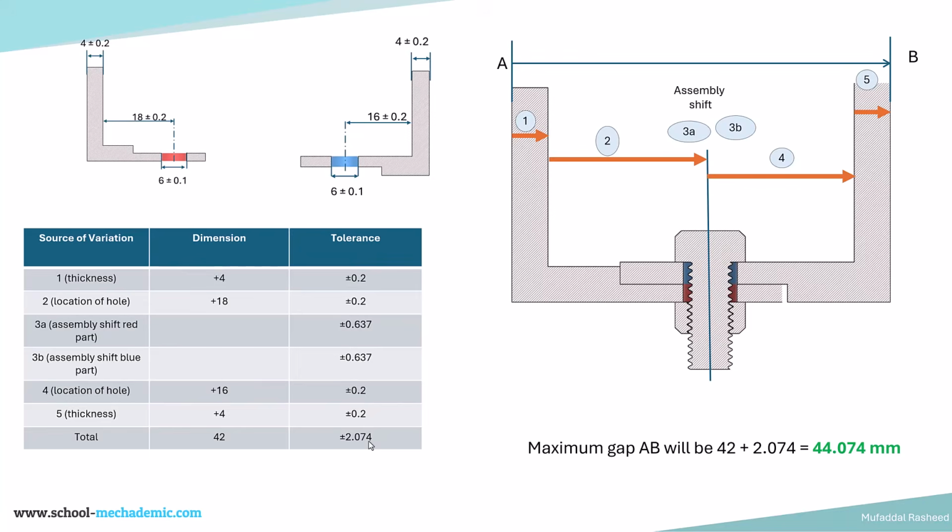That means that the maximum gap of A to B, or maximum width of the assembly, will be 42 plus 2.074, which is 44.074 mm. This is in the worst case condition, when we are considering that all of the sources of variations are at their extreme. In that case, this will be the maximum width possible of this assembly when we are considering all of the parts to vary to their extremes.